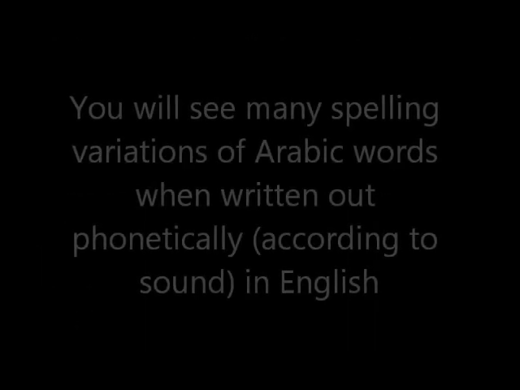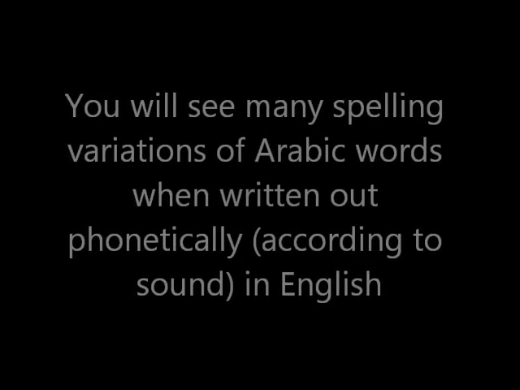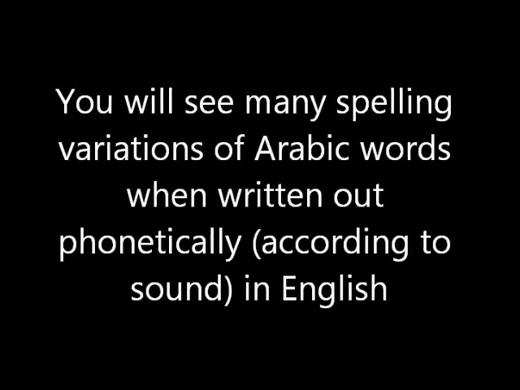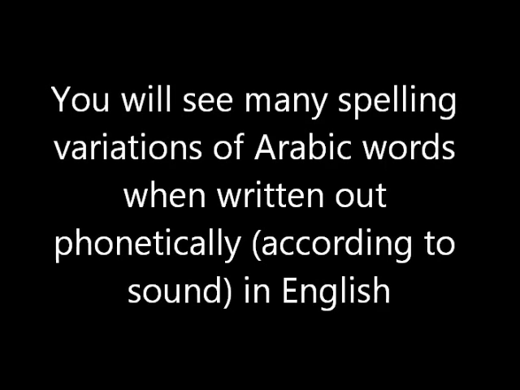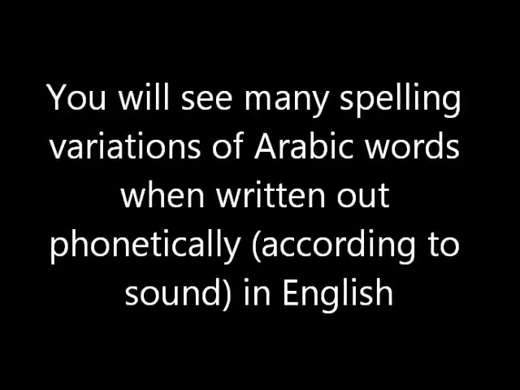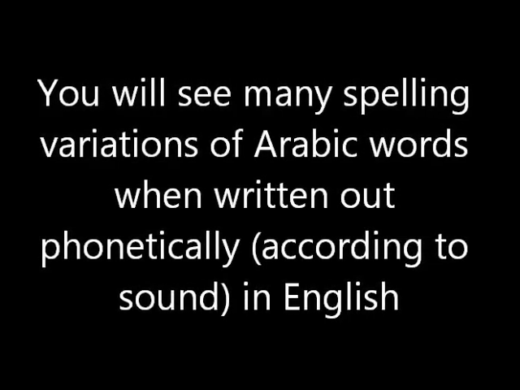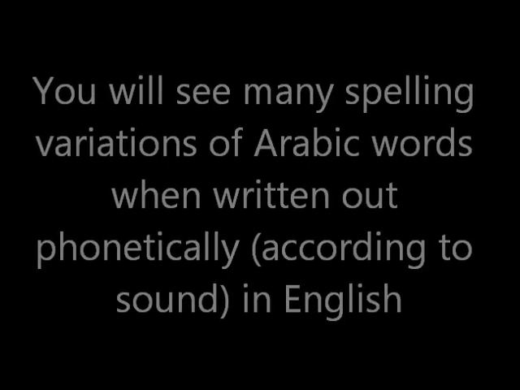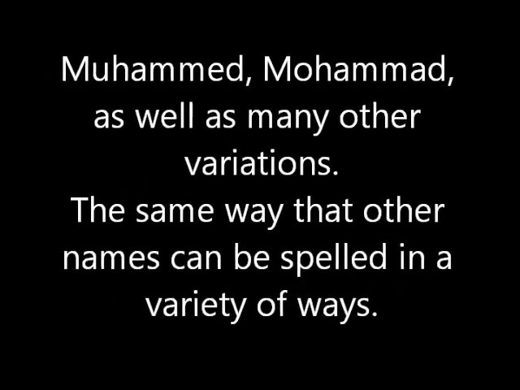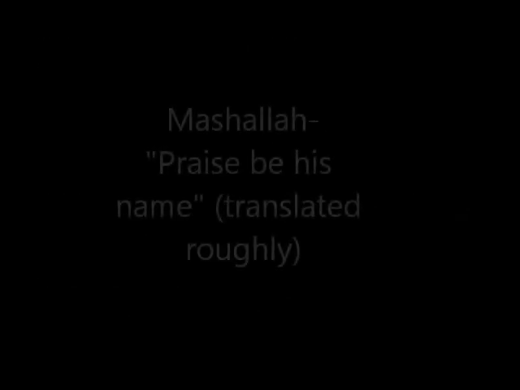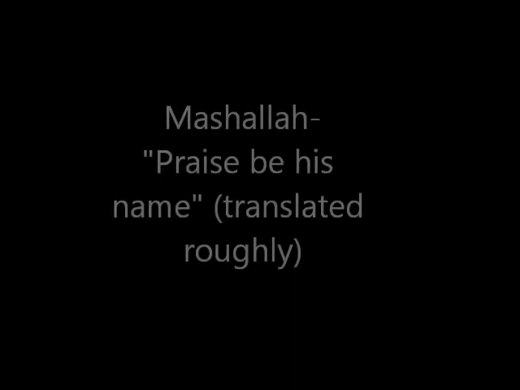And so when we try and write something from another language in our alphabet, we have to do so phonetically, right? So writing out Arabic phonetically using our alphabet has produced many different ways to try and capture the essence of the Arabic language. So the Prophet Muhammad's name can be spelled Muhammed, or it could even be spelled Mohammad, mashallah. Wait, did you just hear me say that part at the end? Mashallah? That is actually Arabic, roughly translating to praise be his name or thank the Lord.